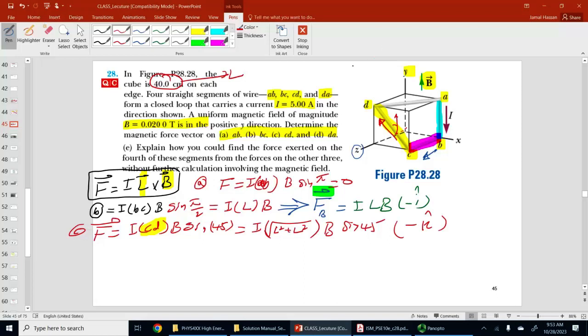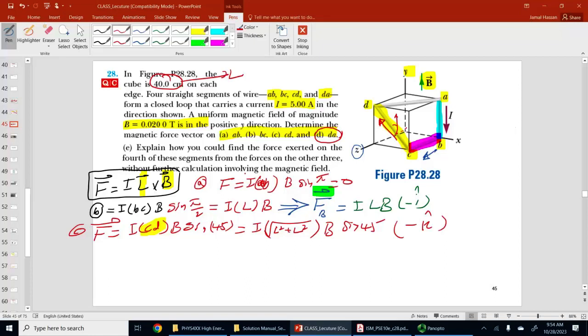Okay. Do the same thing for DA. The angle in the last one is easy. The angle is 90 degrees. The direction in this case is actually going out of the page, between X and Z. Between the X and Z.